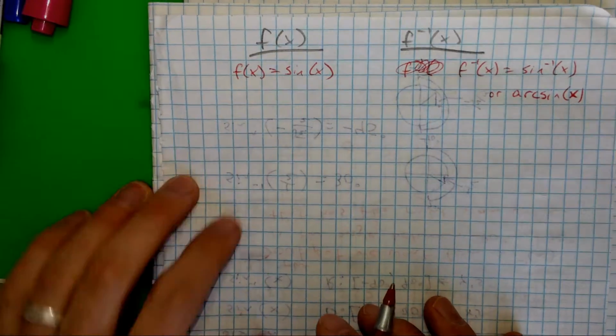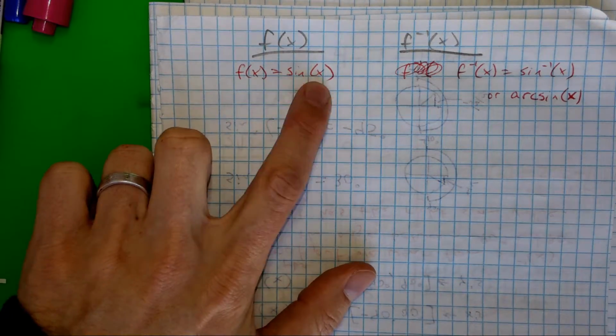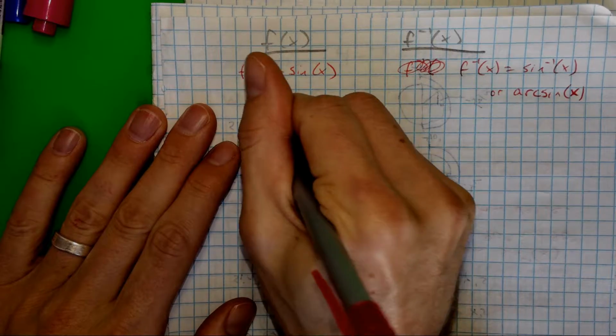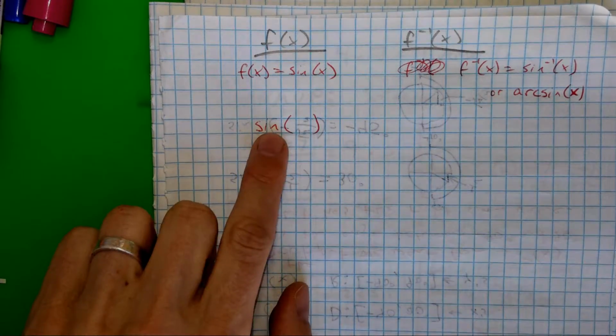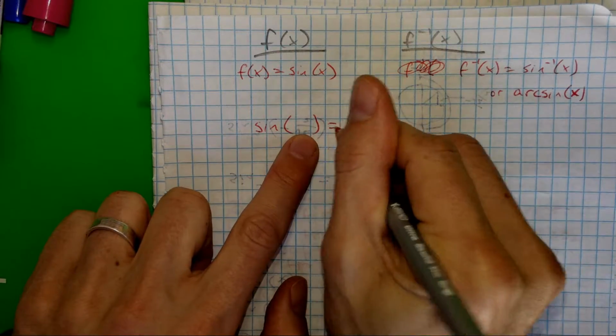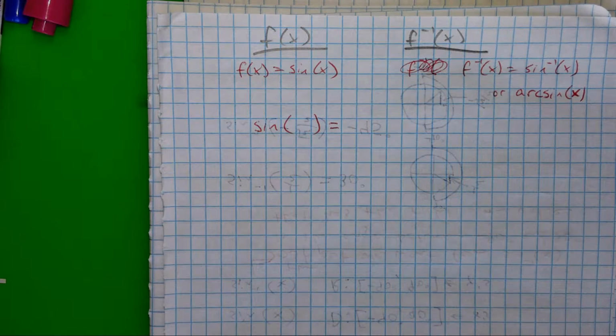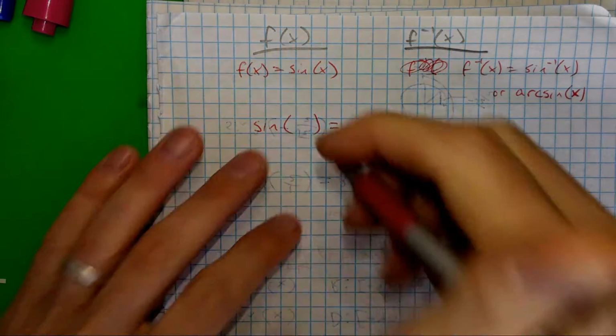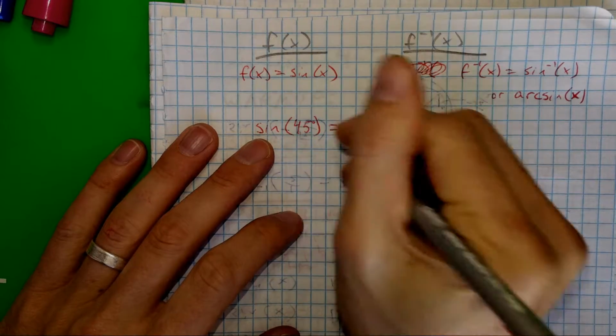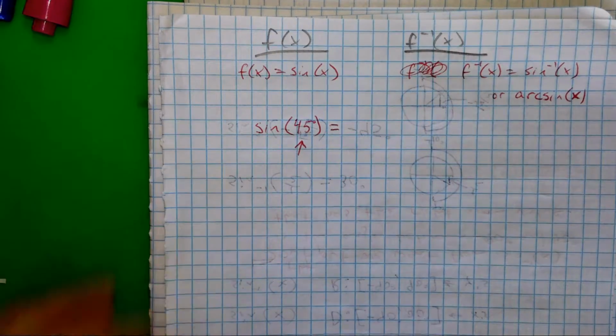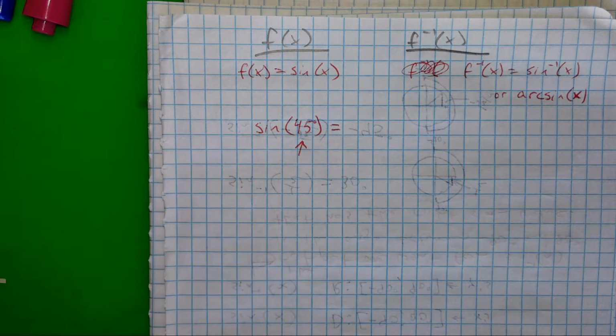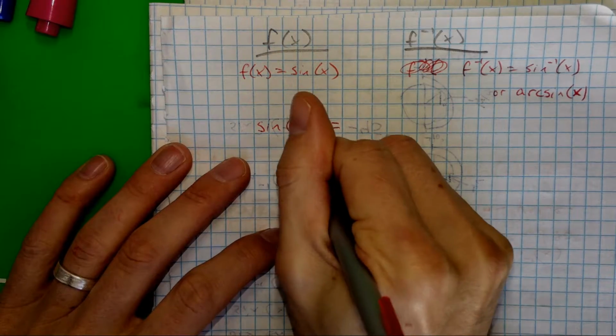Okay, so for instance, if I used my original function, I might plug in, what sort of thing do I plug into a sine function? Sine of, well, what would a question be? Sine of blank? 45 degrees. Okay, so what sort of thing always goes in right here? Some sort of angle, right?